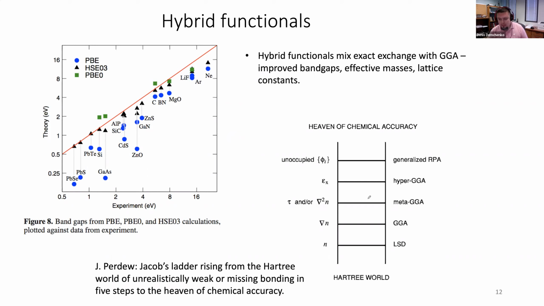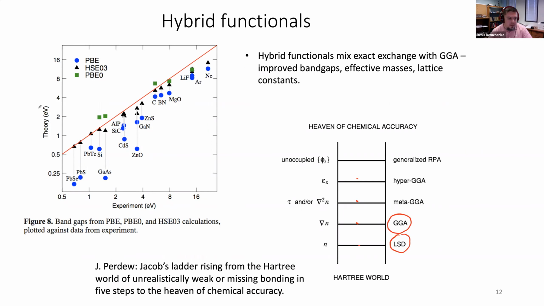So in this Jacob's ladder of methods that could give us better and better accuracy, and this is John Perdew's illustration, where below is the very inaccurate Hartree world of unrealistically weak or missing bonding. Then you start climbing step by step this Jacob's ladder to heaven of chemical accuracy, where we're not there yet, as far as defects are concerned, that's for sure. But with local density or with generalized gradient approximation, where you assume that an electron is interacting with average density of the rest of the electrons, and in the first step, that's all that matters. In the second step, you also take into account the gradients of that density. The trouble is the band gap is very underestimated.